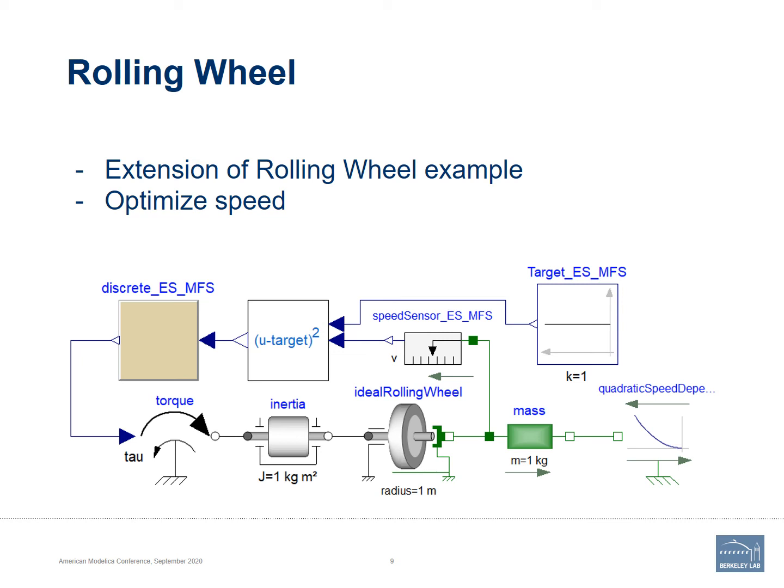So we measure the speed and have this objective function, and the target is 1 meter per second. So it goes into the objective function. The speed, the target will be subtracted. We square the output of that, and this goes into the discrete ES multiple fixed step controller, but it will actually conduct this simulation with all 3 types of ES controllers we presented before, and it will control the torque which is applied to the wheel.